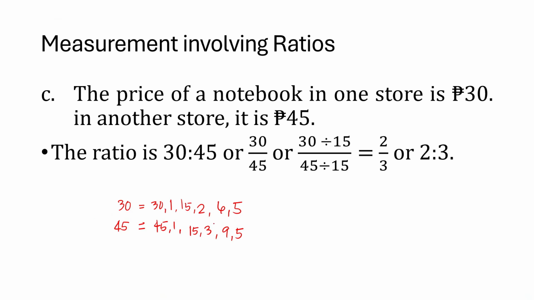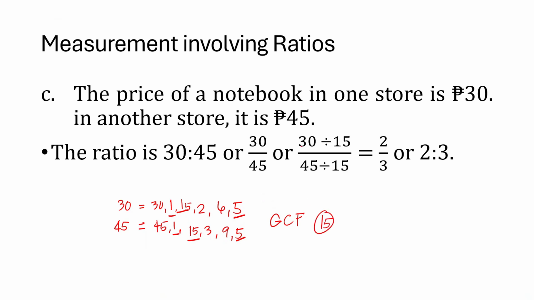So the common factors between 30 and 45 are 5, 15, and 1. Now, among the three, which is considered as the greatest common factor? So if your answer is 15, then you are correct. So GCF between 30 and 45 is 15.